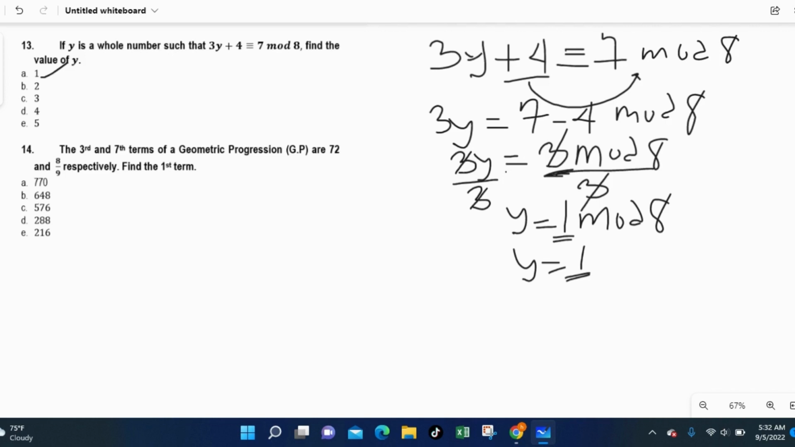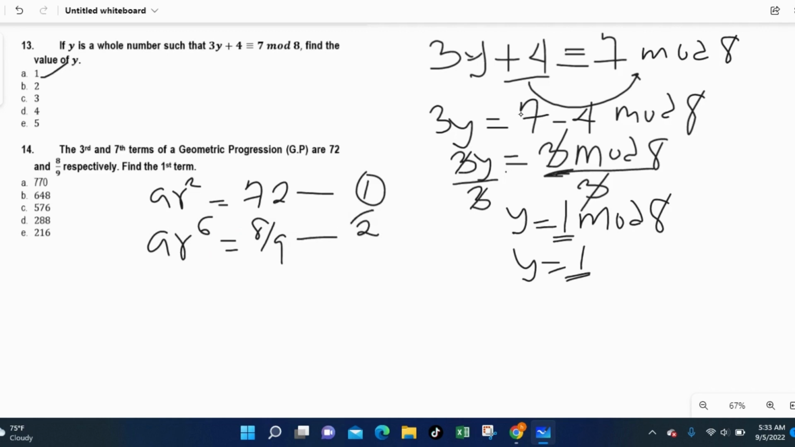You are told that the third term in a geometric progression, AR raised to power 2, is equal to 72. We'll consider that to be our equation 1. And the seventh term, which is AR raised to power 6, is equal to 8 over 9. We'll consider that to be our equation 2. So we've brought that out.